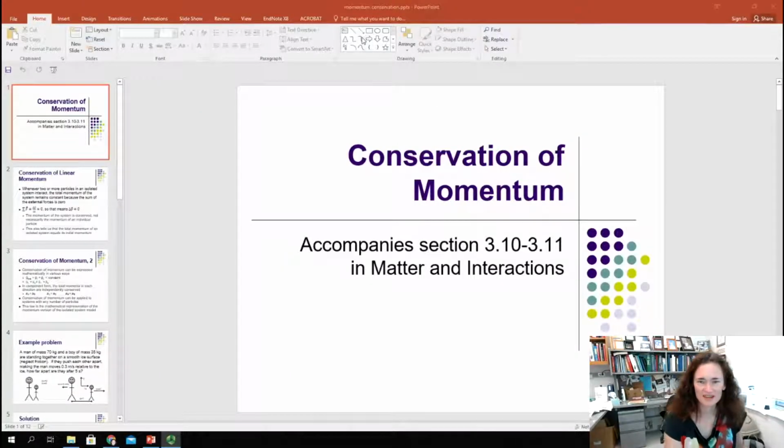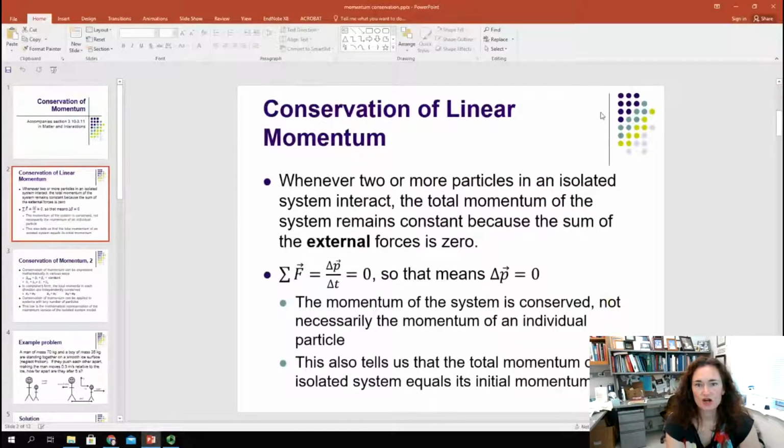Hi everybody. So in today's lecture I'd like to talk to you about conservation of momentum, and this accompanies sections 10 and 11 in chapter 3 of Matter and Interactions. So conservation of momentum is most often used in introductory physics courses when you're doing collision type problems.